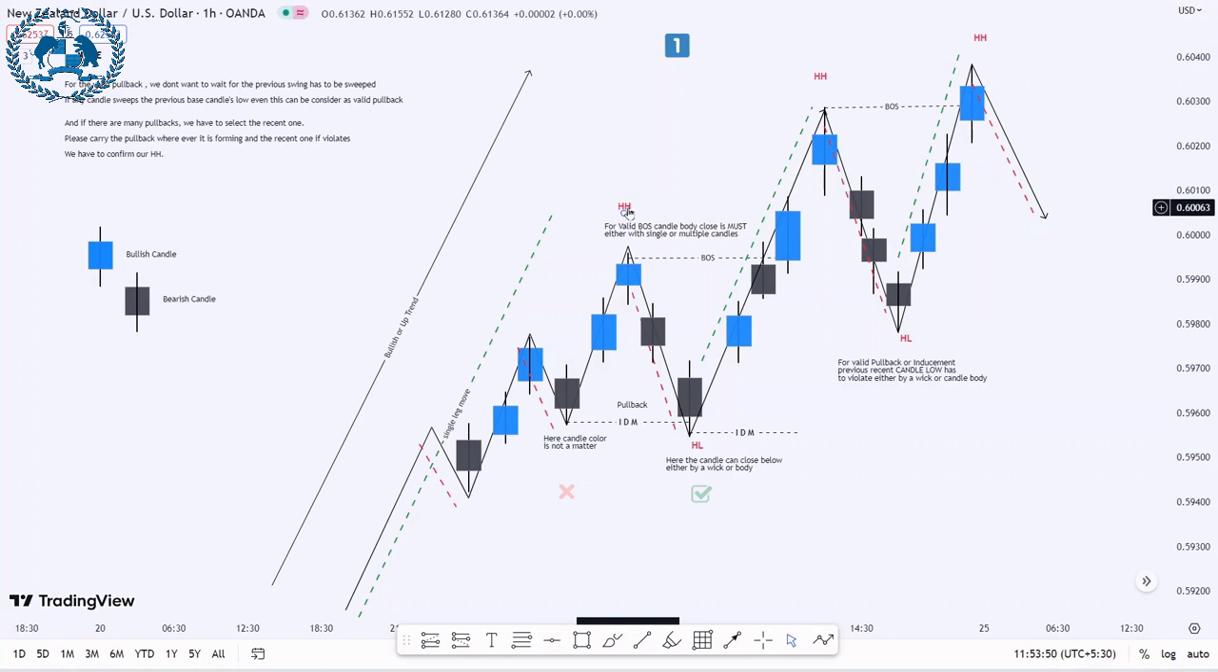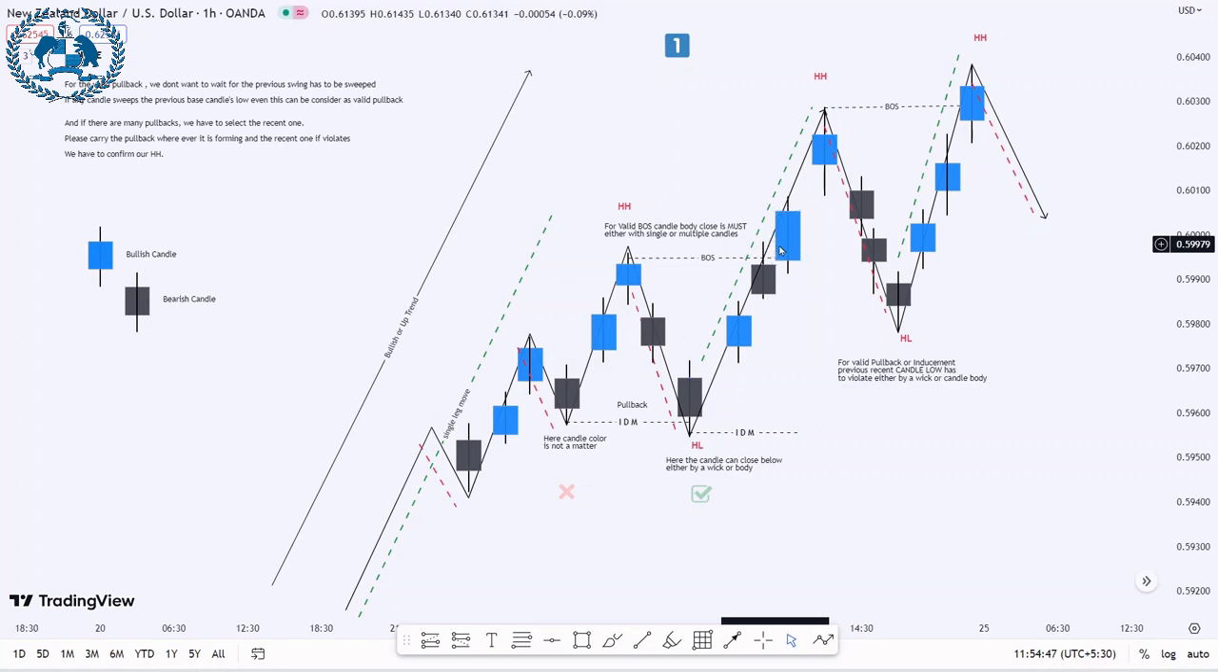And once after confirming our inducement, we have to mark our higher high. Once the higher high is formed, then as it's a bullish trend, the price automatically moves towards the upside, and whenever the price breaks or closes above the previous higher high, then we have to confirm our higher low and mark that as a break of structure. So now higher high is confirmed and higher low is also confirmed. Once our higher low is confirmed, we have to mark our break of structure from this higher high towards the right side.